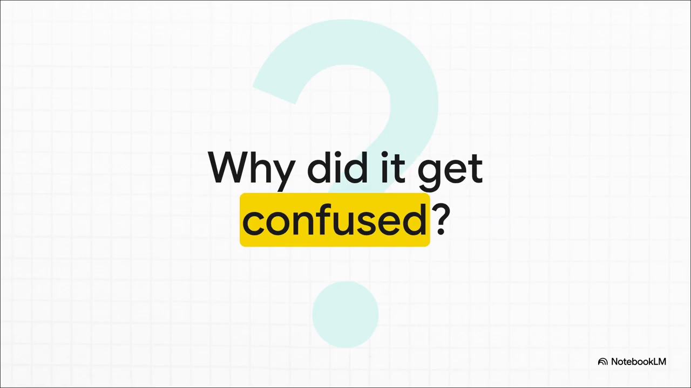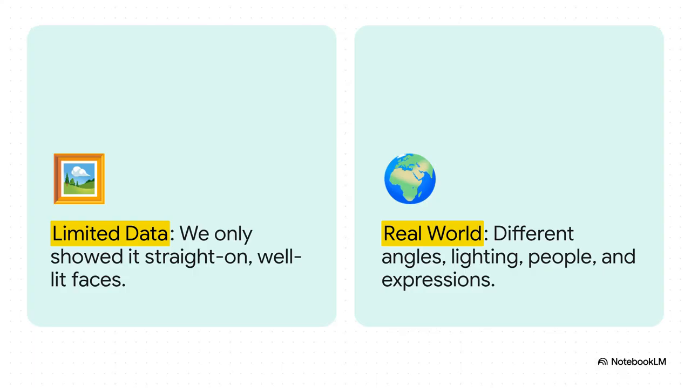So why? Why did it get so confused? We trained it. It seemed to work perfectly. What went wrong? The answer to this question is probably the most important lesson in all of artificial intelligence. The problem wasn't the training, it was our data. We gave it a really, really limited view of the world. We only showed it perfectly lit, straight-on happy and sad faces. But the real world is messy, right? It's got different lighting, people at different angles, tons of different people, and way, way more than two expressions.